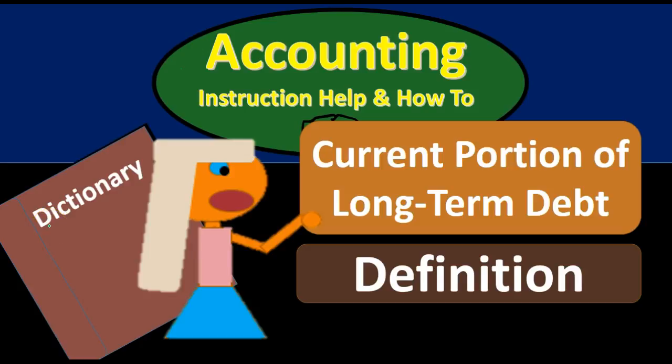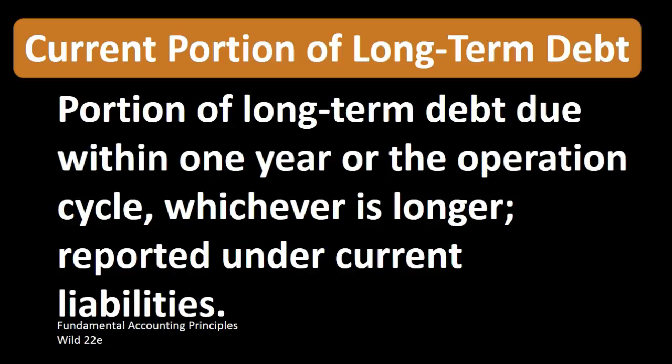Hello, in this lecture we will define current portion of long-term debt. According to Fundamental Accounting Principles, Wild 22nd edition, the definition of current portion of long-term debt is the portion of long-term debt due within 1 year or the operating cycle, whichever is longer, reported under current liabilities.